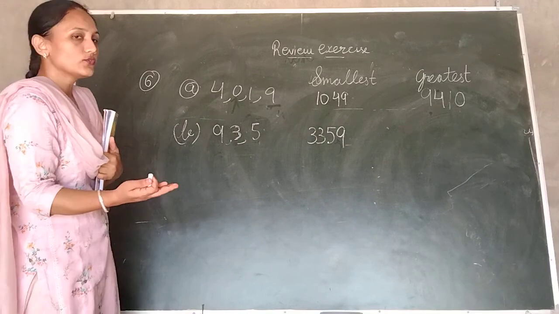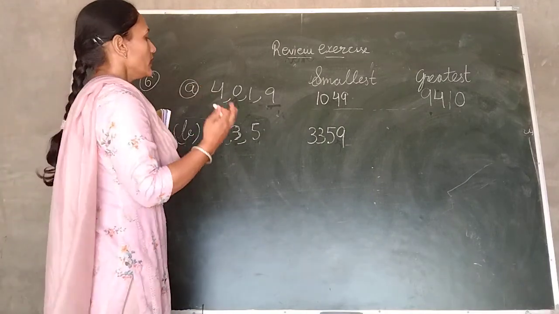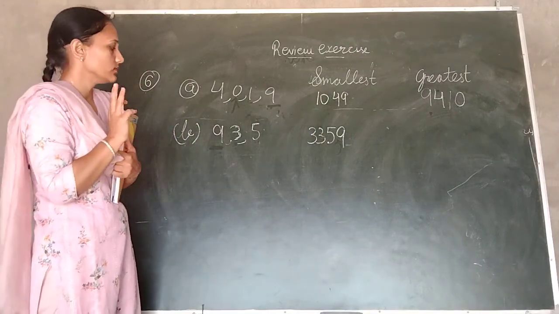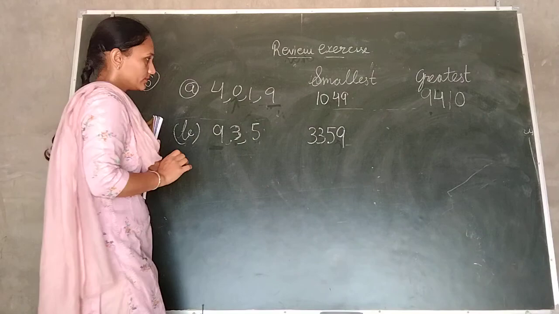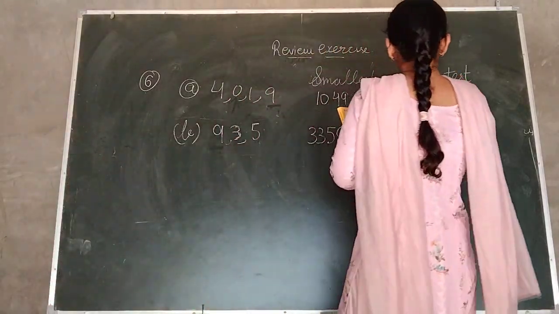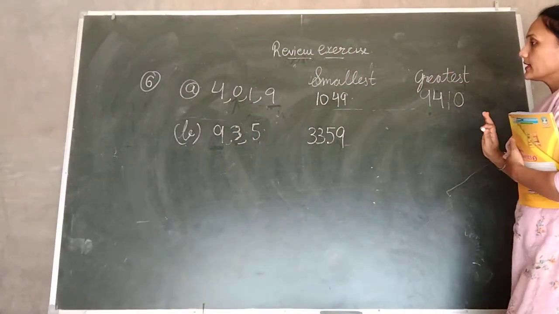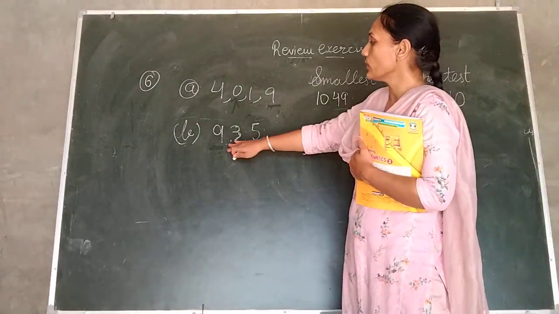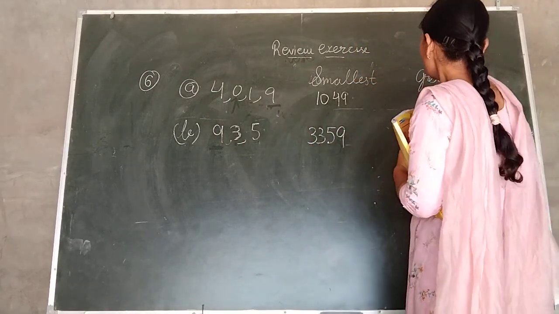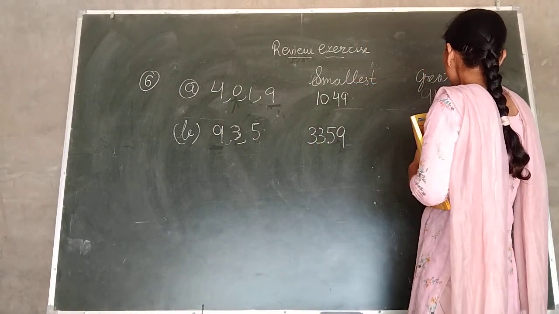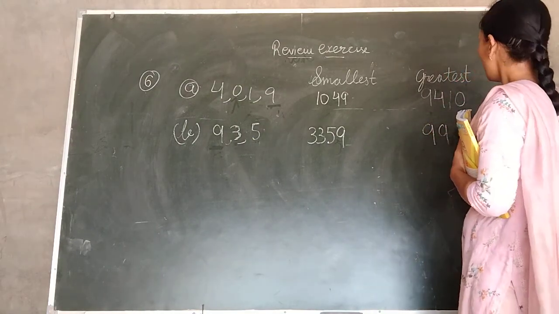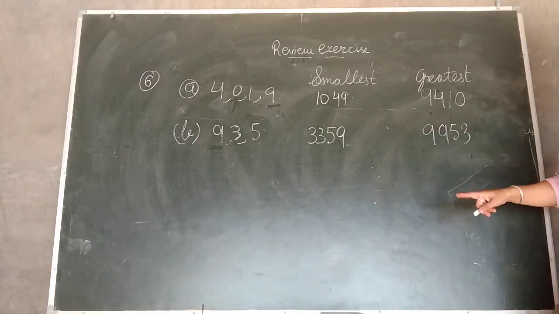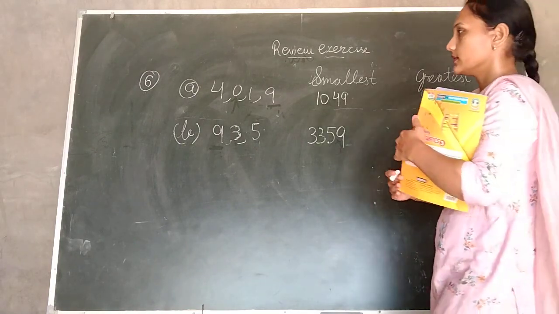Similarly, when we have to make the greatest 4-digit number, we will repeat the greatest digit 2 times. When we have to make the greatest number, we will arrange these digits in descending order. First of all, we will write the greatest digit. Which is the greatest digit? 9. And we will repeat this digit, 9, 9. After that 5. After that 3. This is the greatest 4-digit number by using these 3 digits.